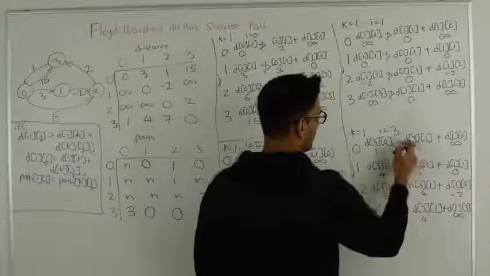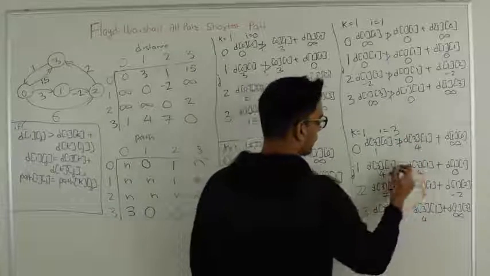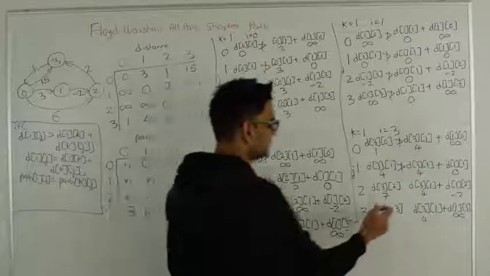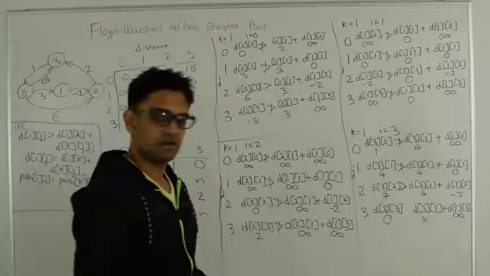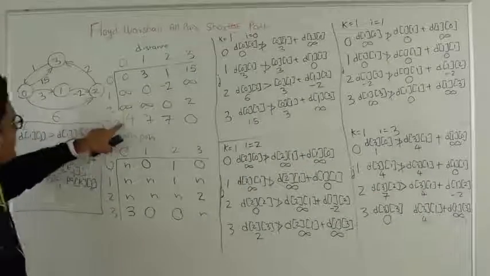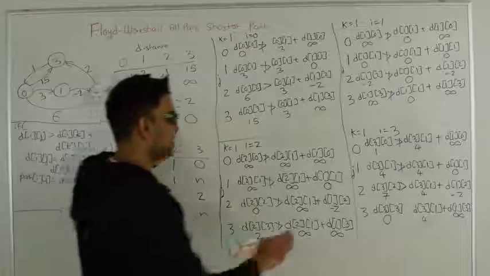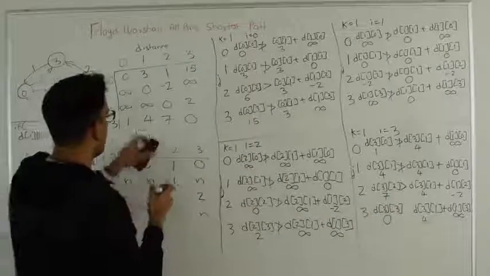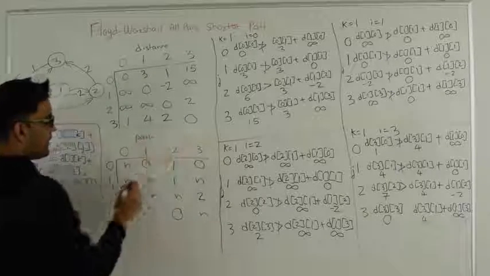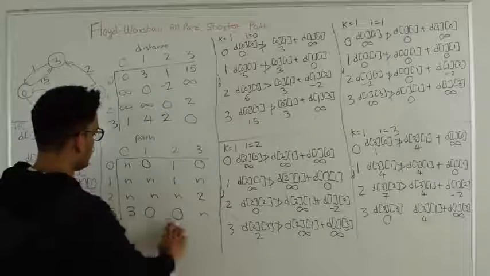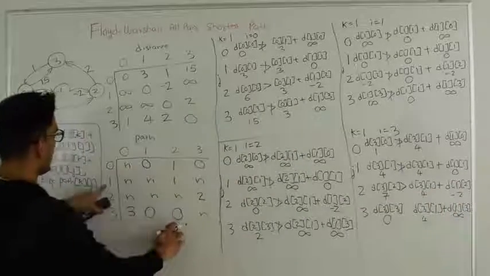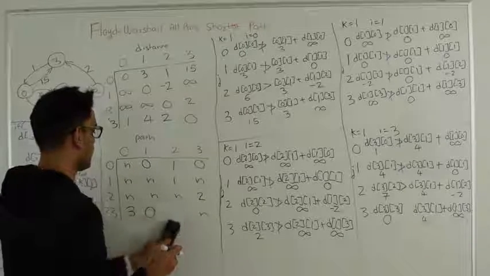Is 1 greater than 4 plus infinity? No. Is 4 greater than 4 plus 0? No. Is 7 greater than 4 minus 2? Yes. 7 is greater than 4 minus 2. So what we are going to do is go to 3, 2, and here we are going to set the value 4 minus 2, 2. So this value now becomes 2. And then we are going to go to 3, 2 and set this value to be whatever is the value at 1, 2. Value at 1, 2 is 1, so this value becomes 1.